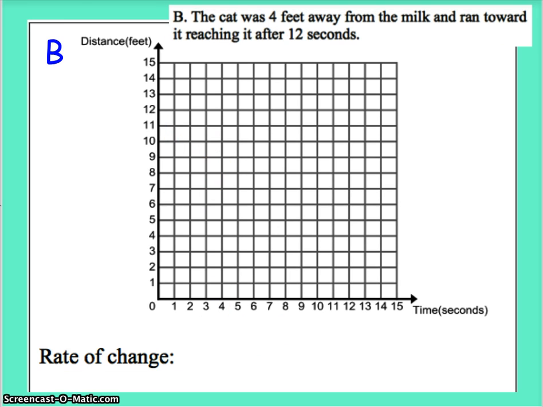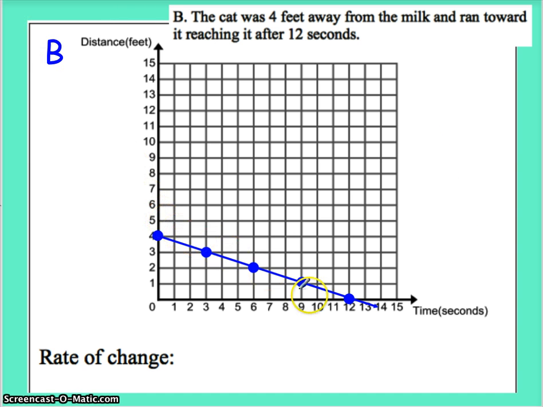Let's look at situation B. The cat starts 4 feet away, which means when no time has passed, right here, he's at 4 feet from it. And he runs towards the bowl, and again, on this axis, that 0 point indicates the actual position of the bowl. And at 12 seconds, right here, he hits that bowl. Well, the straight line means that he must be going 1 foot every 3 seconds. 3 seconds, he drops a foot. 3 seconds, he drops a foot. 3 seconds, he drops a foot. So that is the graph in this case.